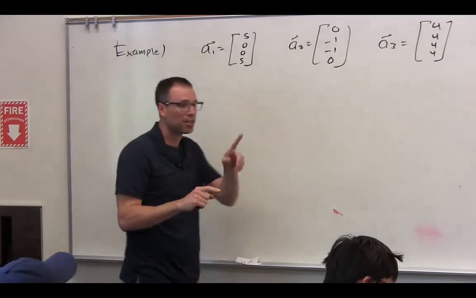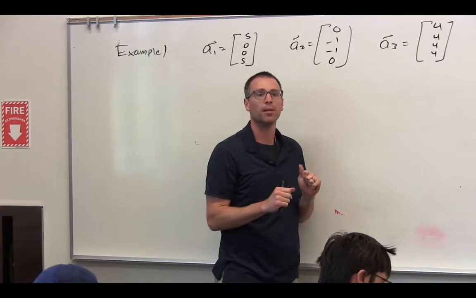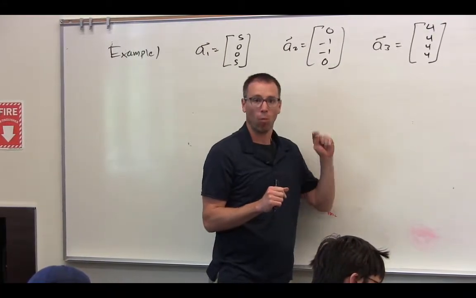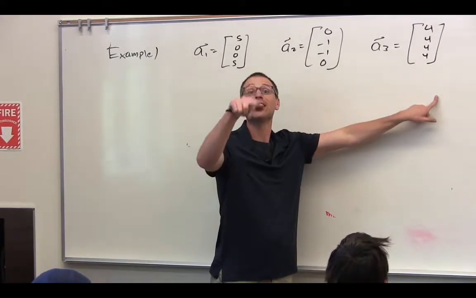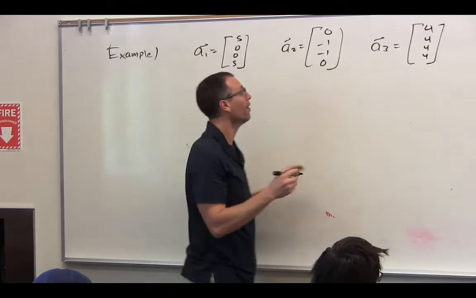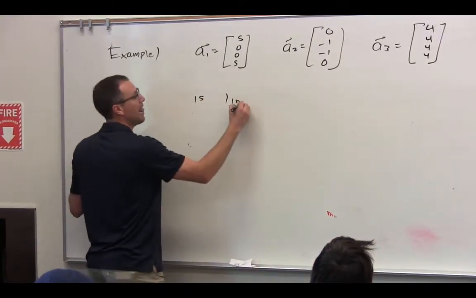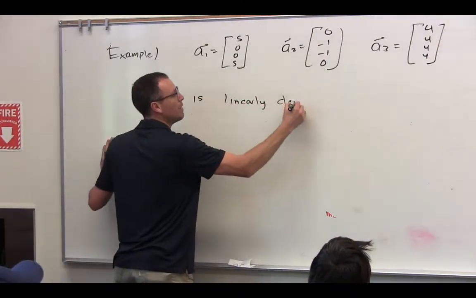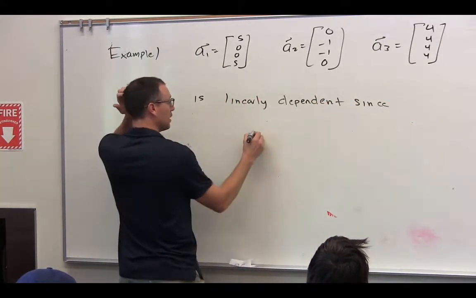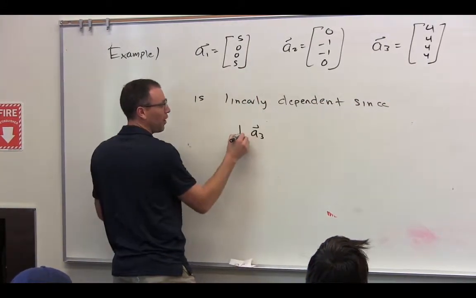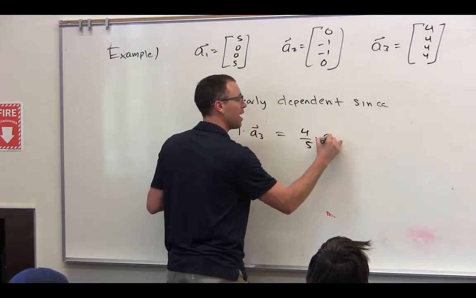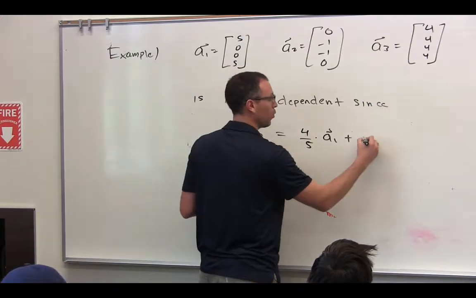What does it mean for this set of vectors to be linearly dependent? From the definition. I'm not talking about the theorem, but the definition. What does it mean immediately? One of them can be defined as a linear combination of the other ones. Did we confirm that over there? Is linearly dependent since what? Since A3, and let's call it 1 times A3, was equal to 4/5 times A1 plus what?